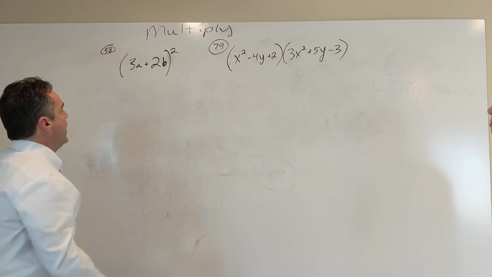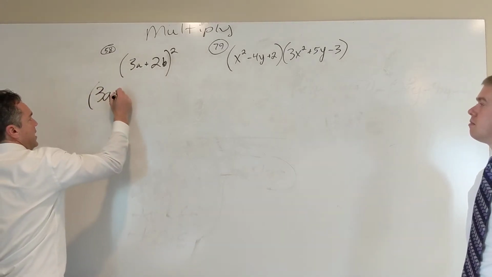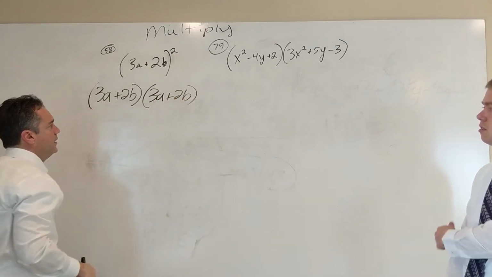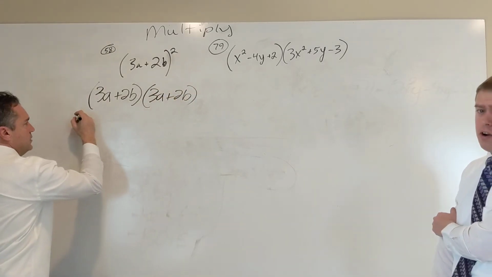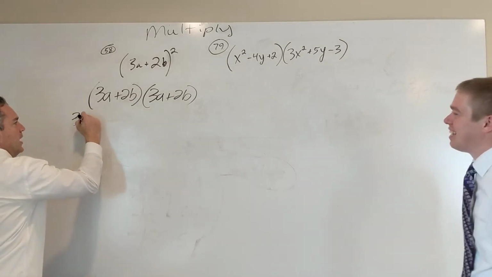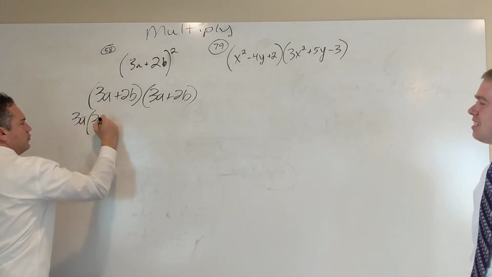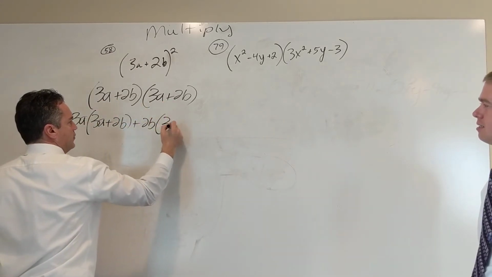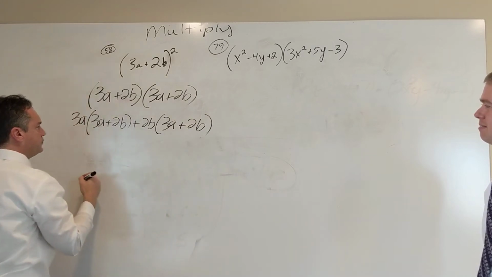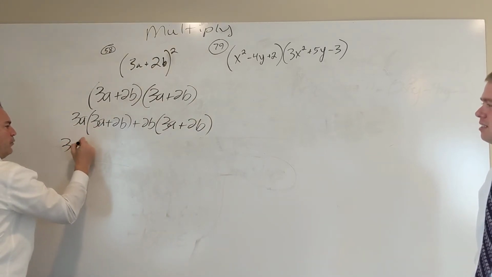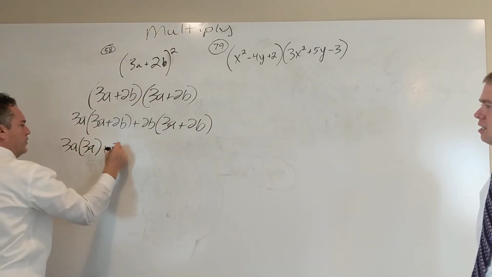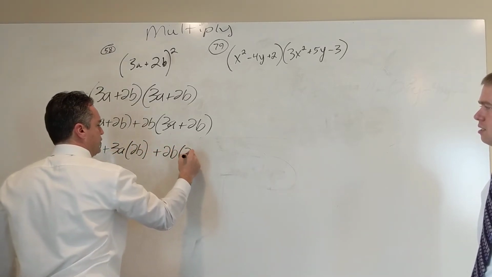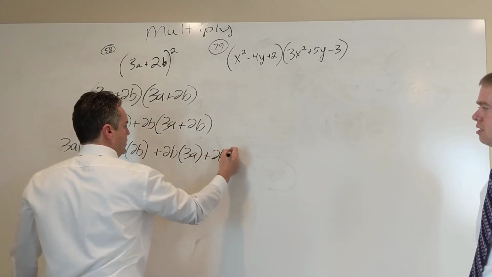So we have to say this is 3a plus 2b times 3a plus 2b. And again, I like what Brother Jesus did. 3a is going to be multiplied times 3a plus 2b, this times this, plus 2b times 3a plus 2b. Again, we'll end up with 3a times 3a plus 3a times 2b plus 2b times 3a plus 2b times 2b.